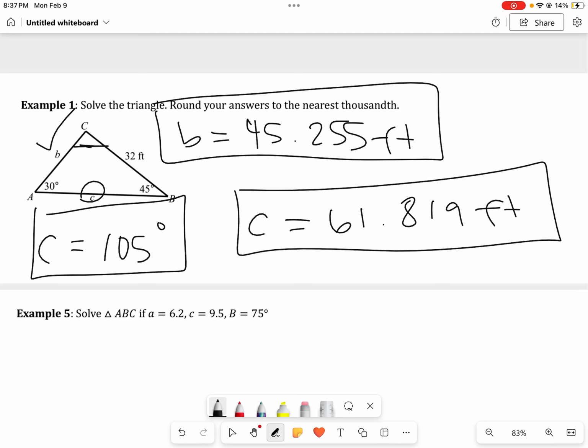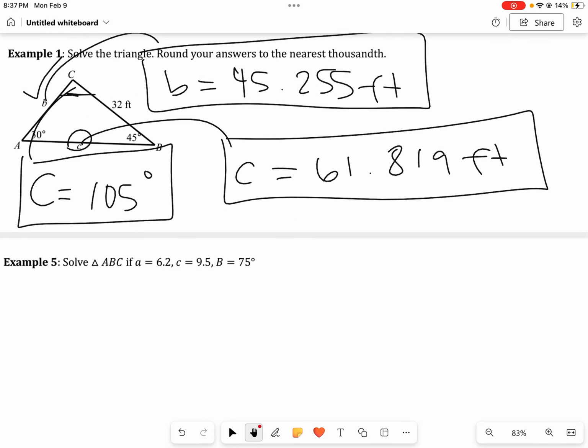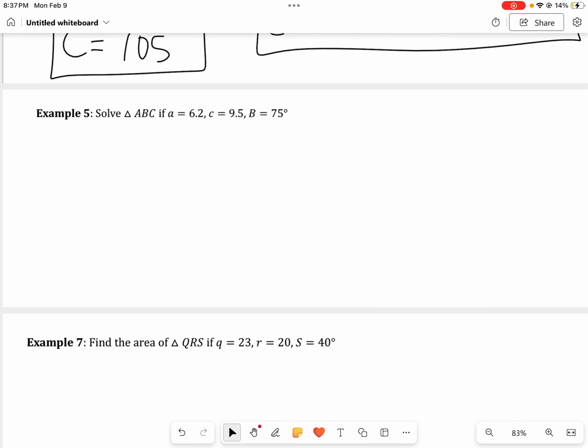And look, if you can't tell, that's an angle, that's a side, and that's a length. So we got C, we got B, and we got angle C, which we were pretty much given, almost. So we just solved that triangle. Now let's go ahead and move on to example 5.